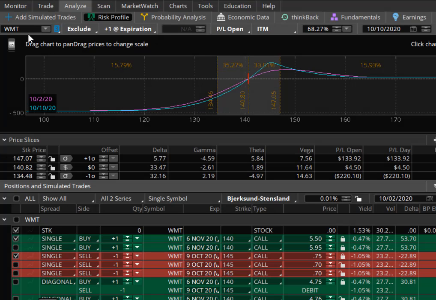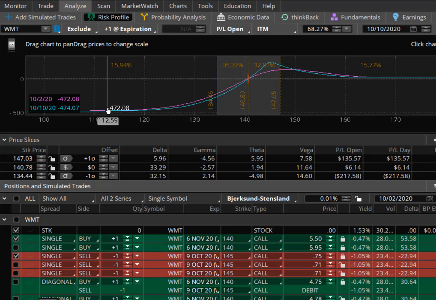So in this example, Walmart was trading about 140.80 or thereabouts. So we went out to the 6 November series and bought the $140 strike call. That, at that point in time, was going for $550. We bought that, and at the same time turned around and sold the 9 October 145 call at 75 cents. So if you look at that, your cost of your debit side is $550 minus the credit you received. So this trade is $475, your cost of the spread.